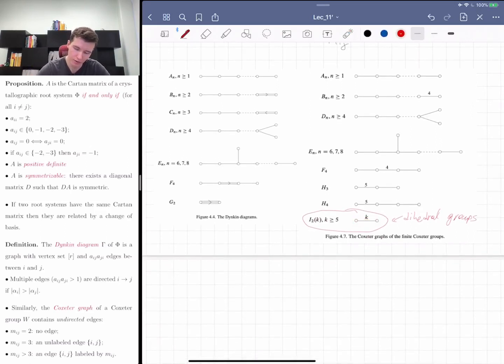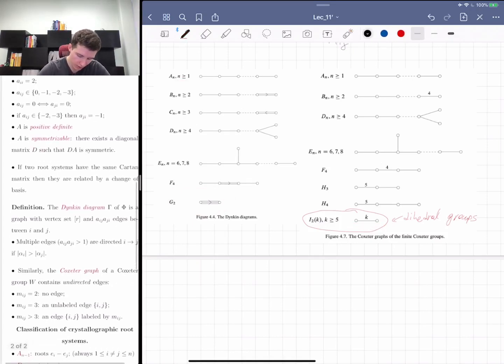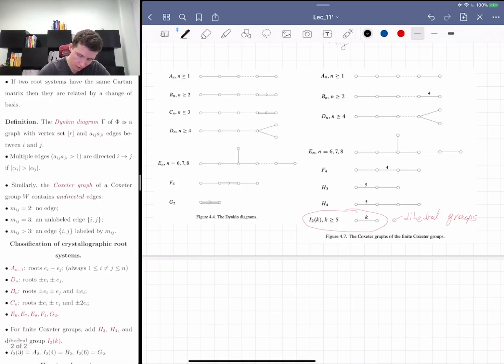And there are some special cases. So for example, here I have G2. G2 is a special case of the dihedral group. And the same goes for A2. Let me write down these coincidences here. I2 of 3: when an edge is labeled by 3, then it's unlabeled, and that's actually just A2. When I2 of 4, instead of a hexagon, you get an octagon. So that's type B2. Finally, I2 of 6, that's type G2.